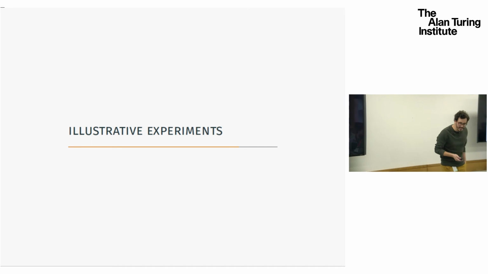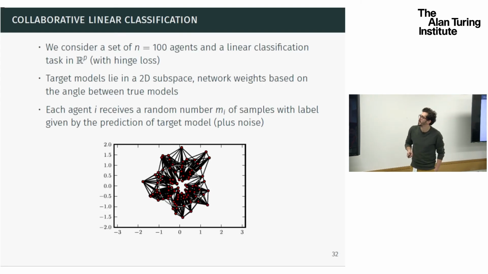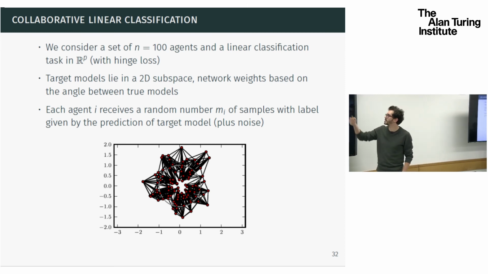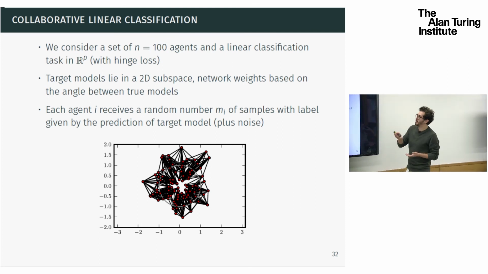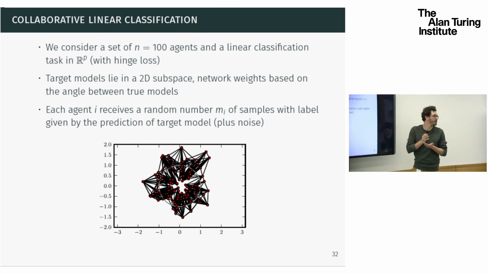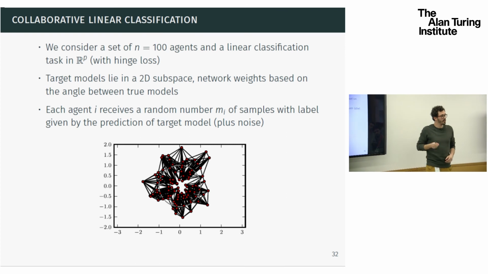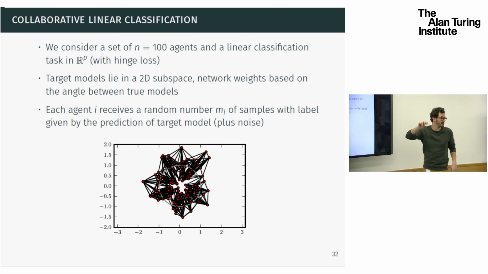This is why I call these illustrative experiments. They're meant to illustrate the result, maybe not to be so practically convincing. Here's what I'm going to do: some collaborative linear classification. I'm going to have 100 agents, each trying to do a linear classification task. I use some classic loss like hinge loss; you could use logistic loss, whatever. They're all looking for a model in R^p. Just for simplicity, we assume the target model, the true model of each user, has only 2 coordinates that are active and the rest are zeros. This is more just to visualize the direction.